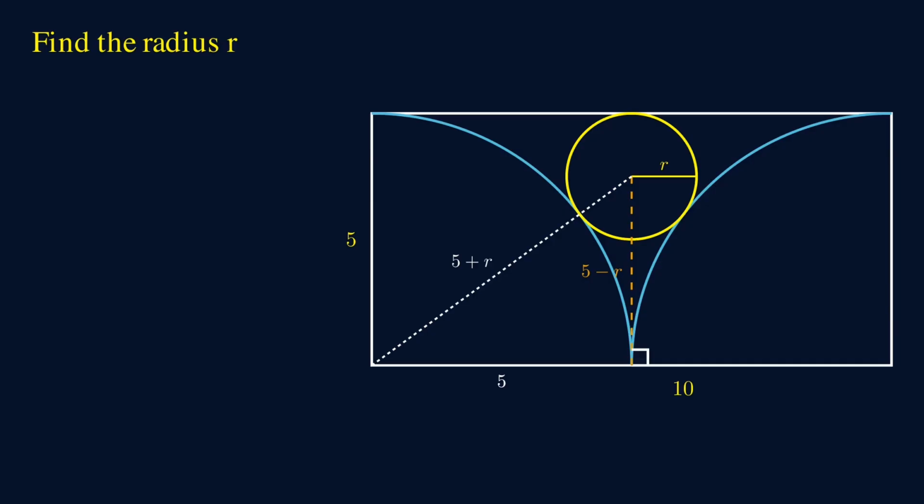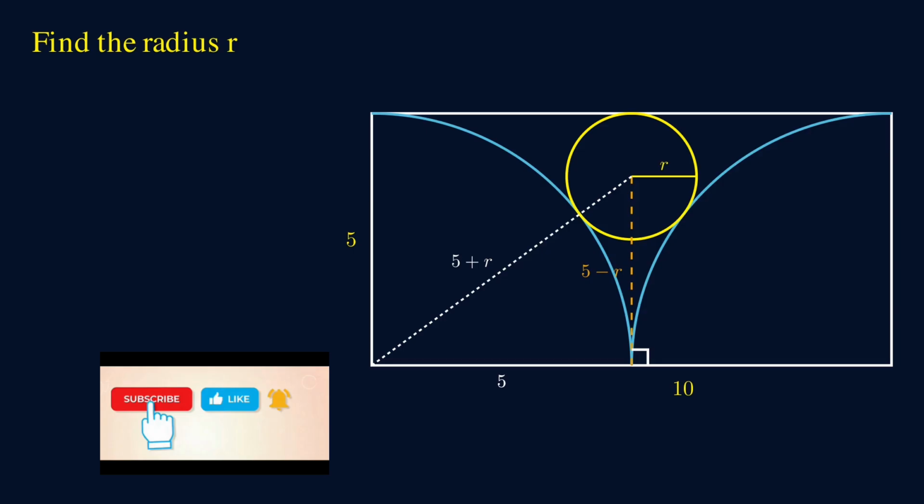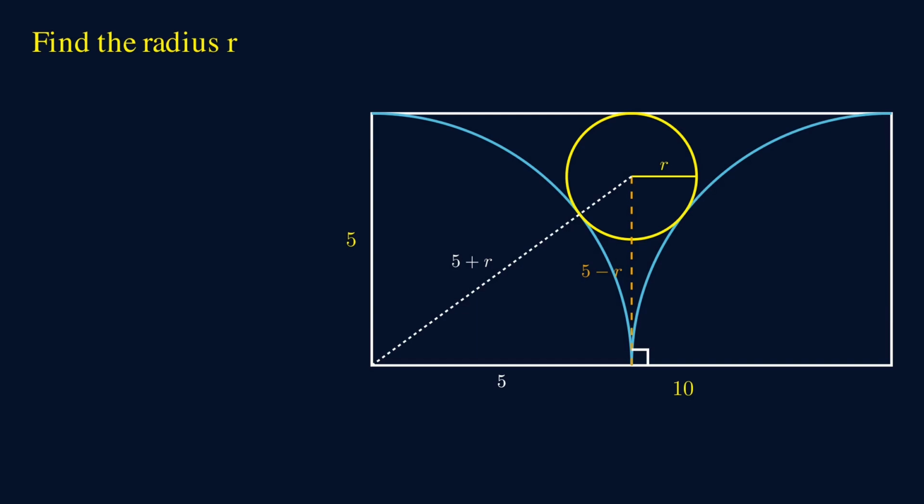The horizontal leg along the bottom is 5 units. The vertical leg goes from the bottom edge up to the center of the small circle, and that length is 5 minus r, because the total height is 5 and the circle sits r units below the top. And the hypotenuse goes from the bottom left corner up to the center of the small circle, which is 5 plus r, since the quarter circle has radius 5 and the small circle adds r more. So we've got a right triangle with one side equal to 5, one side equal to 5 minus r, and the hypotenuse equal to 5 plus r.